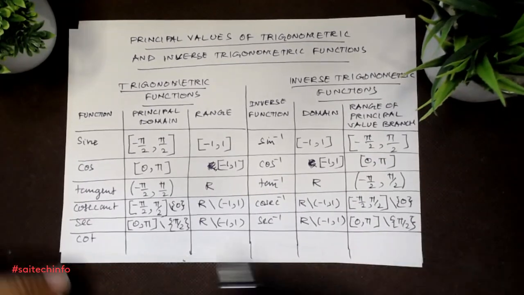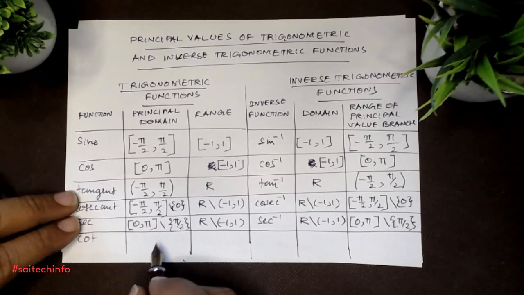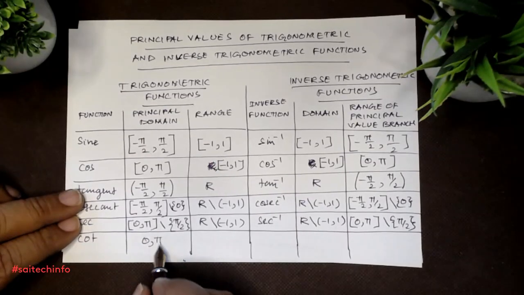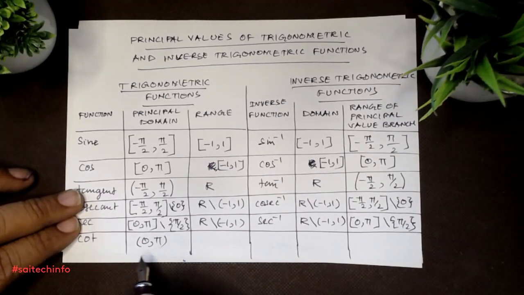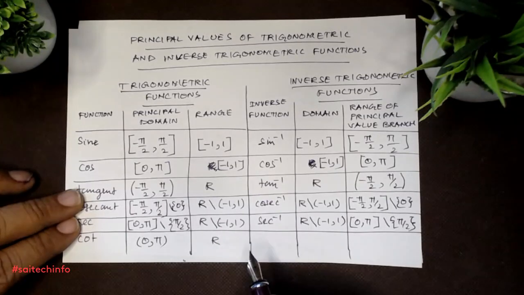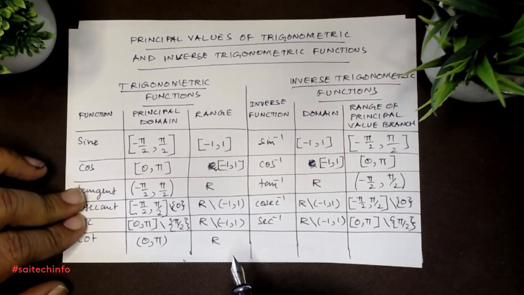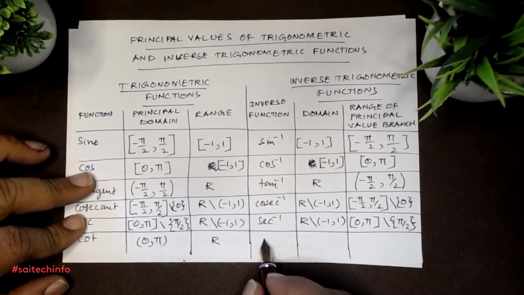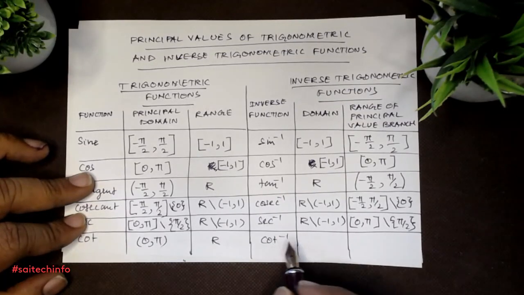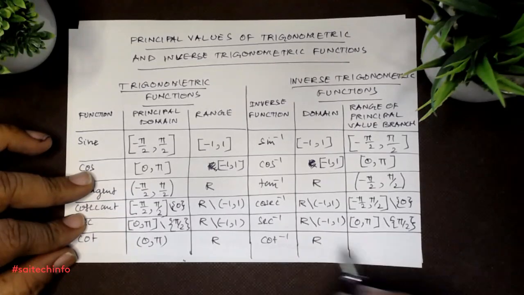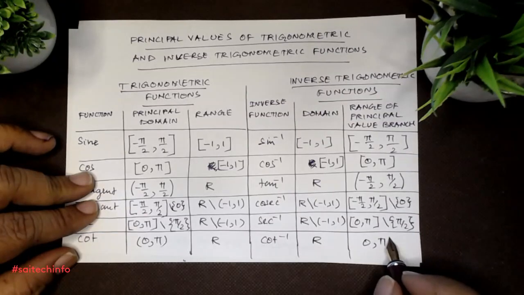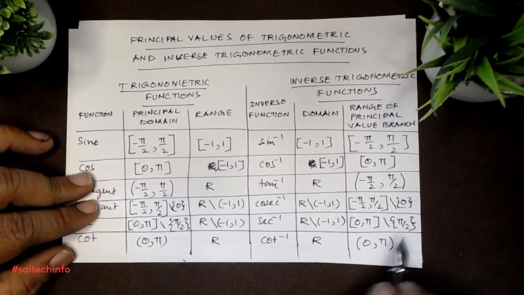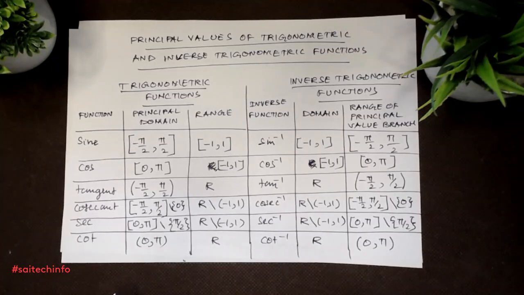Are you able to follow? Then cot. So cot is 0 to pi within open interval, and the range is a real number, whereas in the case of cot inverse, real number is the domain, just the reverse, and 0 comma pi, the open interval, is the range of principal value branch of cot inverse. Okay.